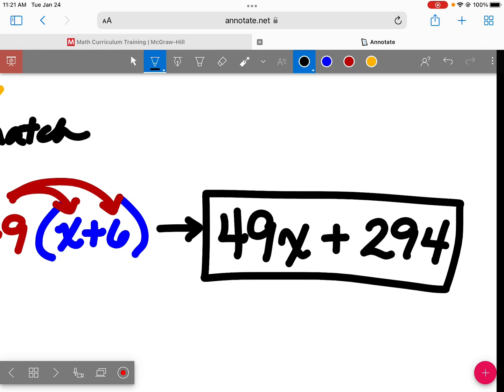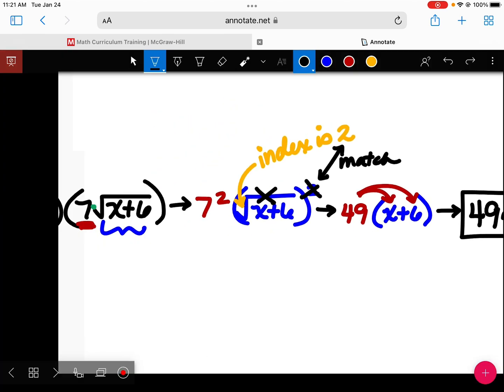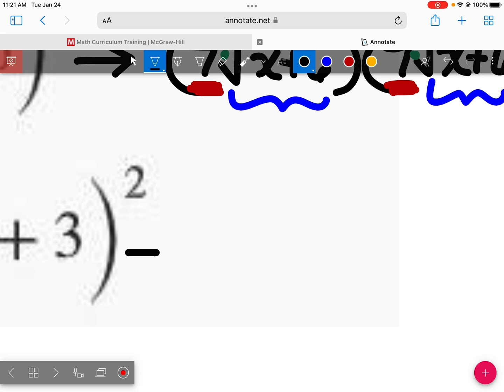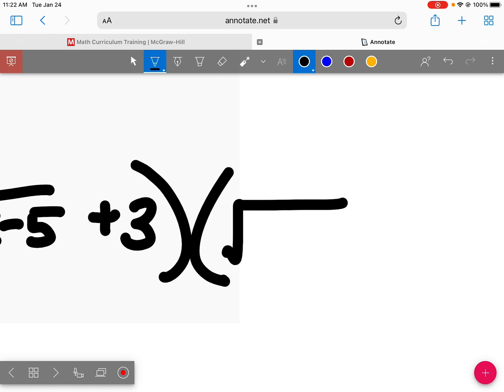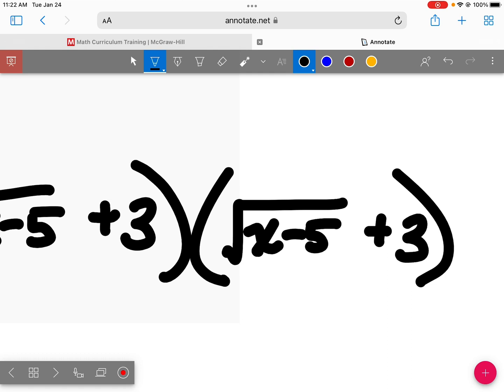For the second one, I'm squaring this, so I'm multiplying it by itself. So I'm going to write it out in expanded form first. I have the square root of x minus 5 and then plus 3 times the square root of x minus 5 plus 3. Are there any pluses or minuses that are not part of the radicand? Any pluses or minuses that aren't under the radical? Yes. Then I have to use double distribution. This is not considered a single term if there's a plus or a minus that's not under the radical.